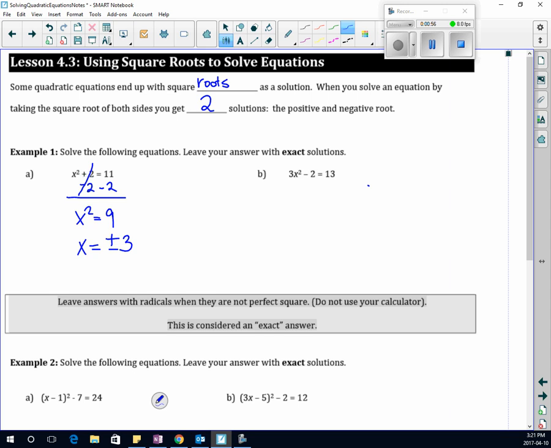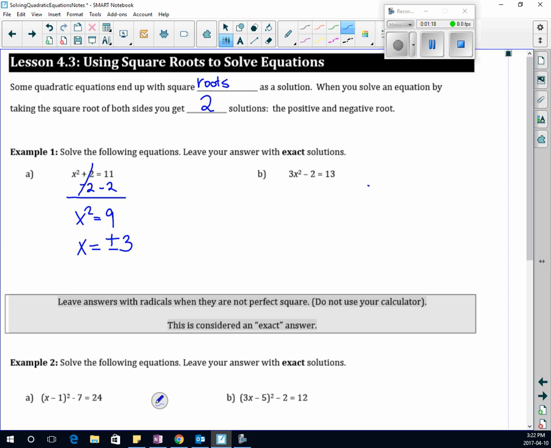If I put 3 in for the x, I get 3 squared plus 2, which is 9 plus 2 is 11. If I put negative 3 in for the x, I'm taking negative 3 and I'm squaring it, which means negative 3 times negative 3, which is positive 9. And then if I add 2, I get 11. So do you see you get two answers?